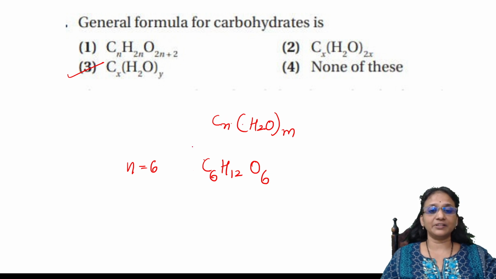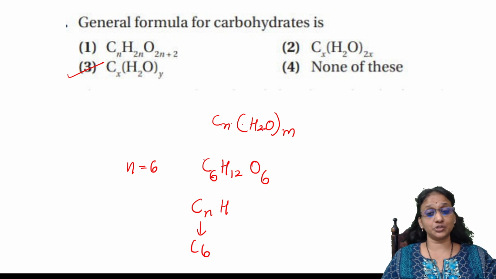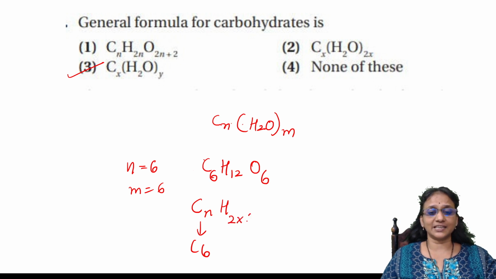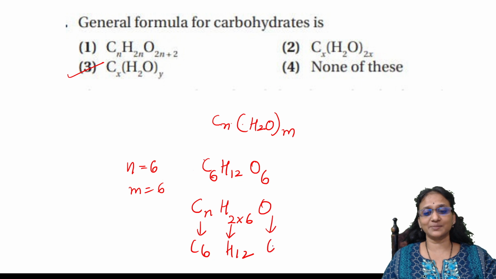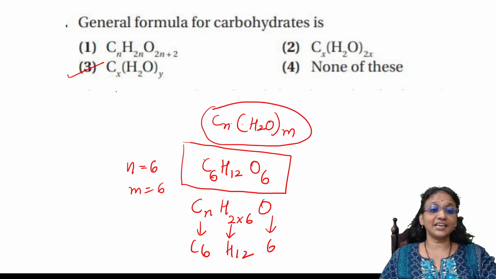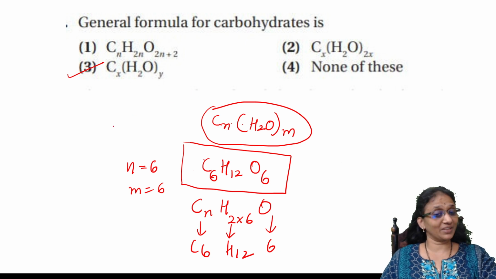Done. And after that, in place of hydrogen, the formula says 2 into m. So 2m, if I take m as 6 only, n and m both 6, what are you going to do? 2 into 6, that comes to H12. Again, the oxygen atom is again m. m is 6, so oxygen is 6. Simple, students. So this is the formula you are writing. According to this, this is the general formula of carbohydrates. Got it? CxH2yOy. That's fine.